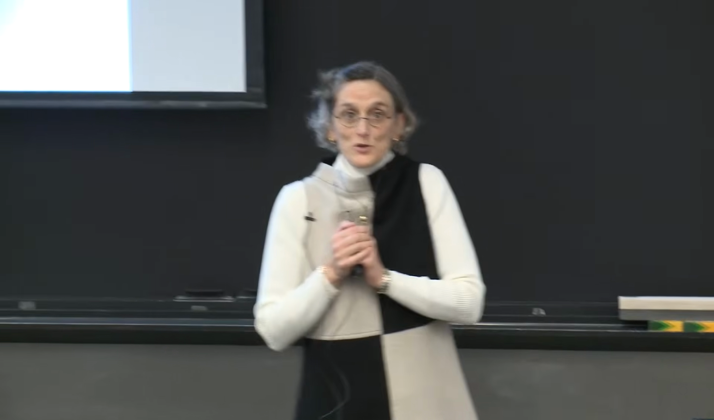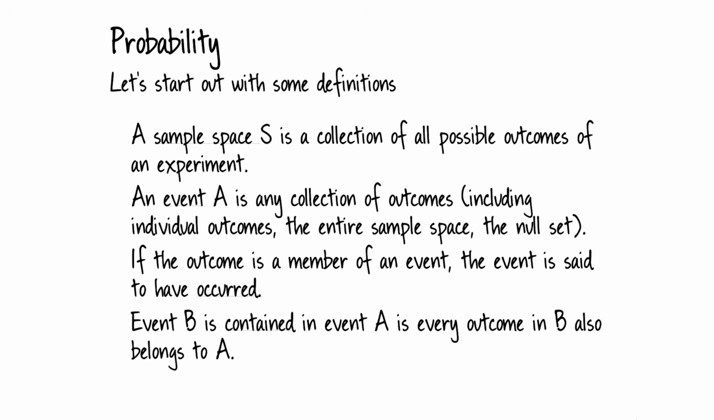Okay, so let's get started. I'm going to start with a few definitions. A sample space is a collection of all possible outcomes of an experiment. And an event, which we denote with capital letters A, B, C, is any collection of outcomes, including individual outcomes, the entire sample space, the null set, etc. Okay? So we have some kind of experiment, and I'll do some examples in a few minutes to add some concreteness to this. But we have some experiment, and an event is a collection of outcomes of that experiment.